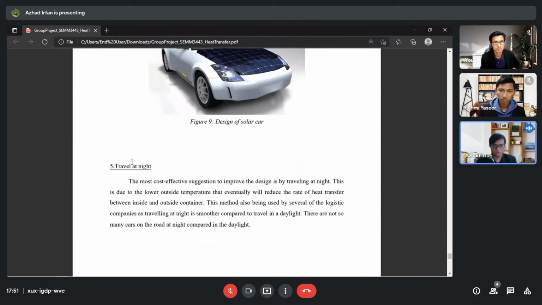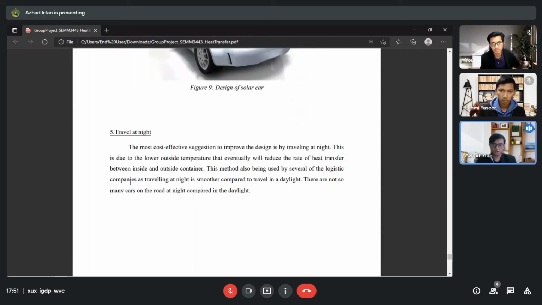Okay, so the last point, we can improve the design by traveling at night. The most cost-efficient suggestion to improve the design is traveling at night. This is due to the lower outside temperature that will reduce the rate of heat transfer between the inside and the outside of the container. This method is also used by several logistics companies, as traveling at night is smoother compared to traveling in the daylight. There are not so many cars on the road at night compared to the daylight.